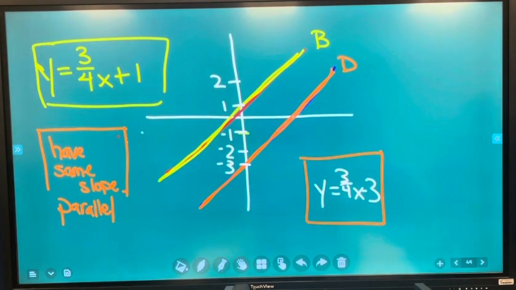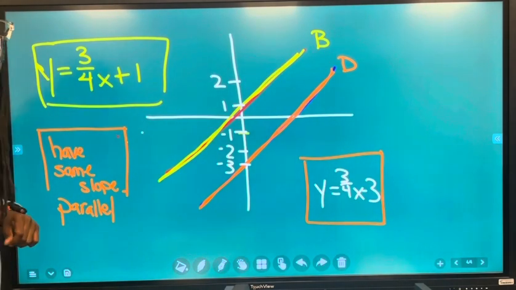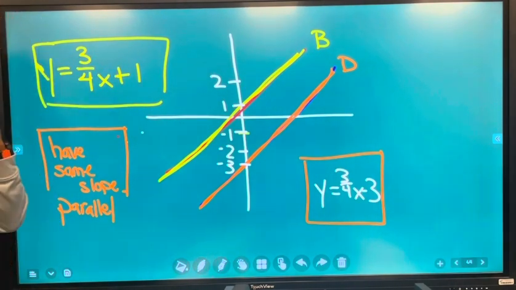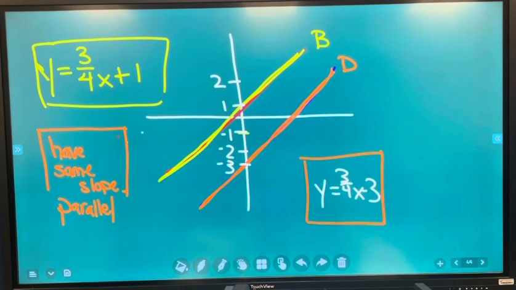Is there like an equation you're supposed to do with that? This is the equation. It's parallel. It's going perpendicular in a minute, because you want to see what's going to happen. Watch. All right? Any questions on parallel before I move to perpendicular?